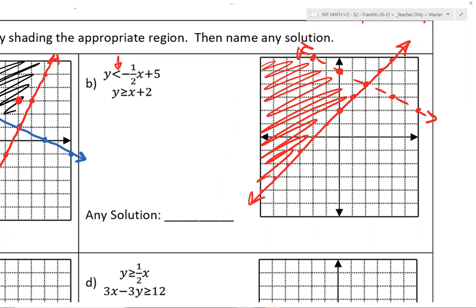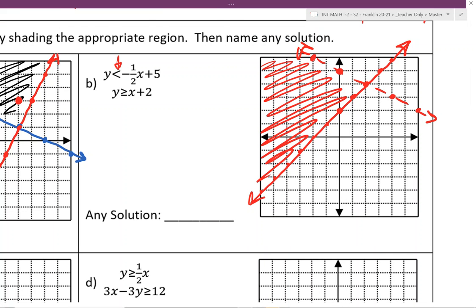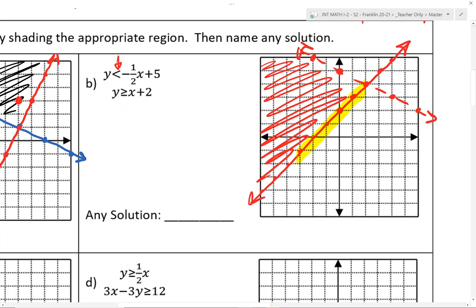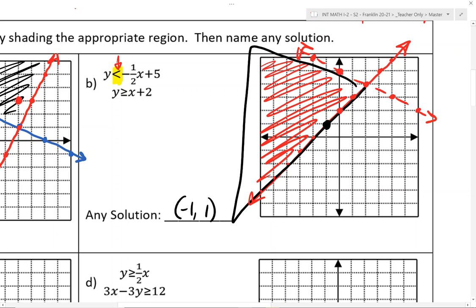Now to pick a solution, we're just going to pick one point that's shaded in, keeping in mind that any point on the solid line in this area is a solution, but any point on this dotted line is not part of the solution, because a dotted line is not "or equal to"; it is just marking where the solution starts, but it is not included. So let's pick a point on that solid line. Negative 1, 1 is a possible solution, but really any point in this area, including this solid line, will work.